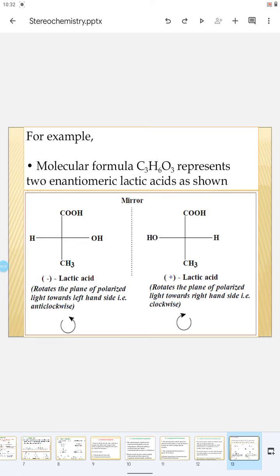For example, the molecular formula C3H6O3 represents two enantiomeric lactic acids as shown in this figure. Minus lactic acid rotates the plane polarized light towards the left hand side, that is anti-clockwise direction. Plus lactic acid rotates the plane polarized light towards the right, that is clockwise direction.